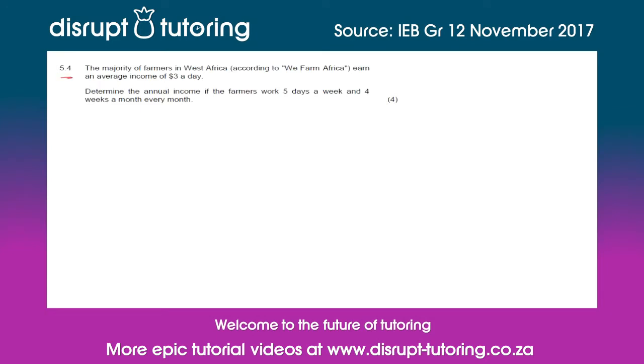We're on question 5.4 from the 2017 IEB Maths Lit Paper 1, and this question deals with calculating annual income. So it says the majority of farmers in West Africa, according to We Farm Africa, earn an average income of $3 a day. It says then determine the annual income if a farmer works 5 days a week and 4 weeks a month every month.